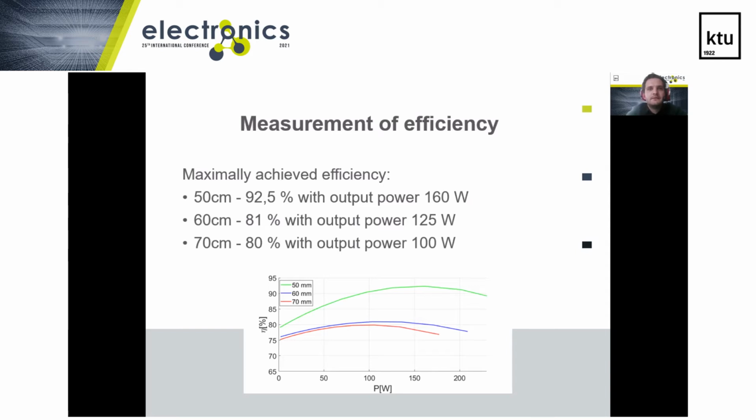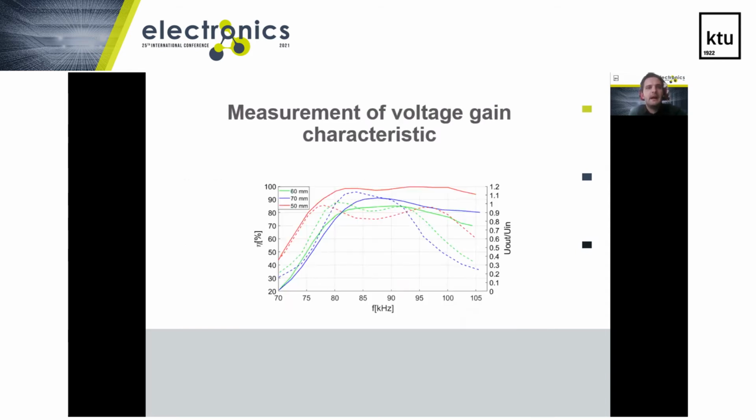In the table of the second part of the laboratory measurements, focus was given on the investigation of efficiency and voltage gain characteristic depending on the operational frequency. The measurement was performed for a total of 16 switching frequencies, in the range from 70 kilohertz to 105 kilohertz.